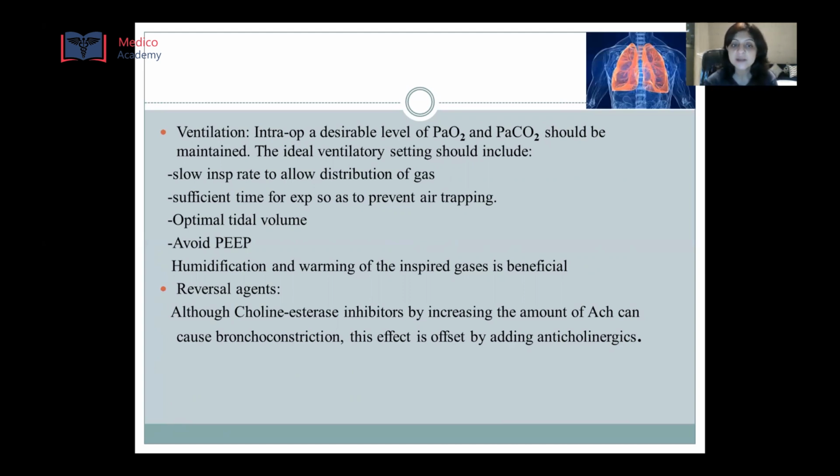Reversal agents: although cholinesterase inhibitors, by increasing the amount of acetylcholine, can cause bronchoconstriction, we normally offset this effect by adding anticholinergics to them.